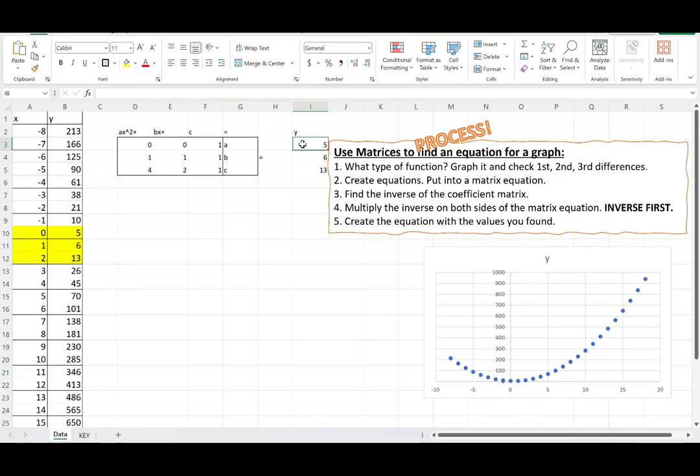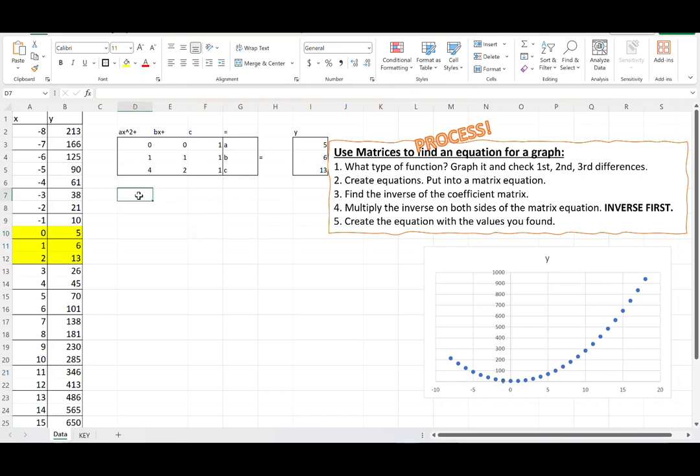Alright, so we have our matrix equation. Let's go ahead and give this a border so it looks like a matrix. Alright, so now we have our matrix equation. A 3 by 3 matrix multiplied by ABC, our variable matrix. And then it equals 5, 6, and 13. So those are our matrix equations. That's step 2. Next, find the inverse of the coefficient matrix, which is over here with the 0, 0, 1.